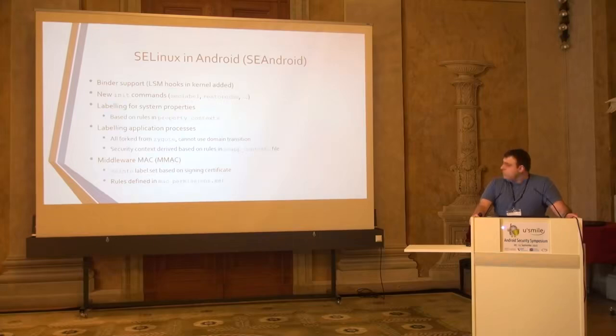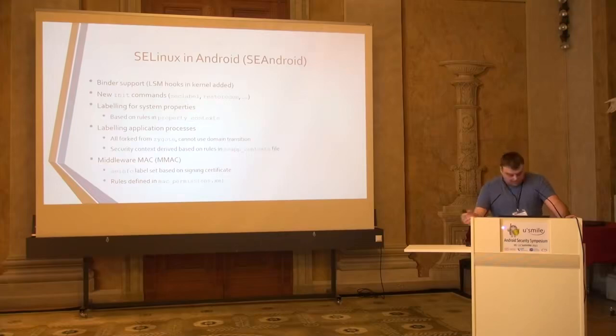In Android, it has been modified in a number of ways. Binder support, of course, new init commands, labeling for system properties, which are very important for Android. Labeling for application processes has been extended as well because they are forked from Zygote and domain transition doesn't work as is. We have the seapp_contexts file. Middleware MAC is basically a way to assign labels based on the signing certificate. I think it's getting trimmed down, and in the latest version there's only two labels for platform and all the rest.